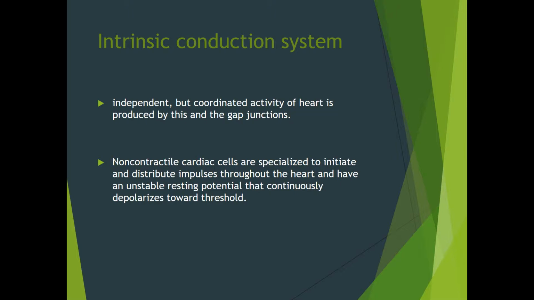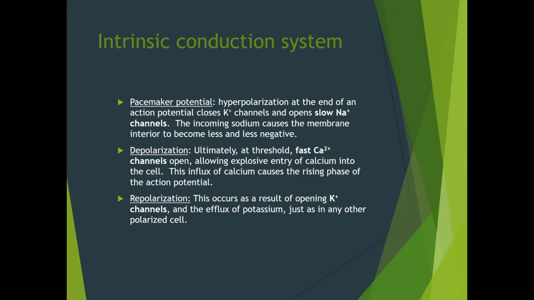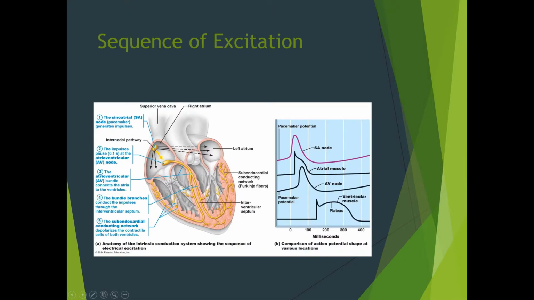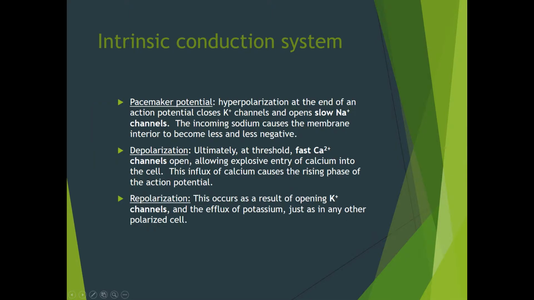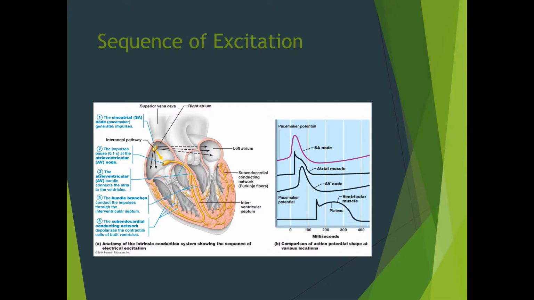So they are cardiac muscle cells, cardiomyocytes, but they are non-contractile and they're specialized to initiate and distribute the impulses through the heart. They have an unstable resting potential that continually depolarizes to the threshold. So there are the funny channels, we just call them slow in my class, and then we have the calcium channels opening, and then the potassium channels. I simplified it more than what you guys have, but anyway, that's what's happening.